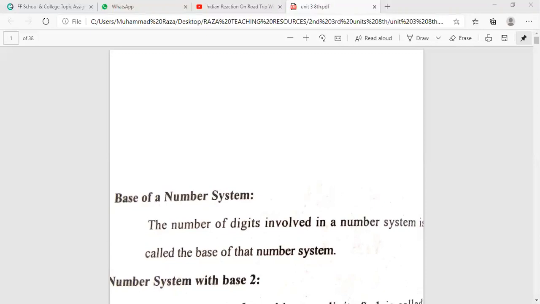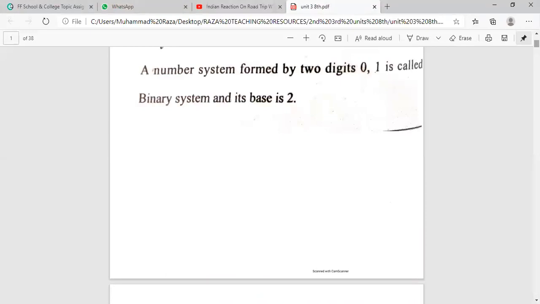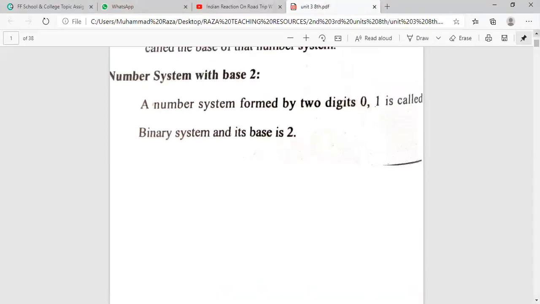For example, if the digits involved are 0 and 1, then this number system is called base 2 or the binary system. A number system formed by two digits, 0 and 1, is called the binary system, and its base is 2.